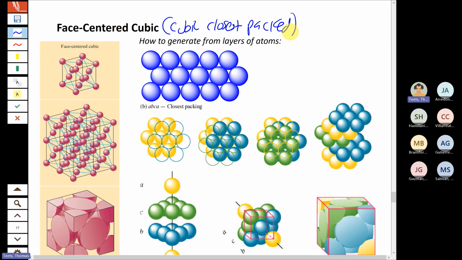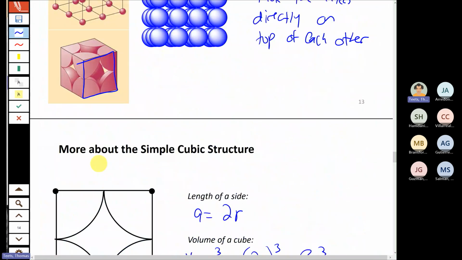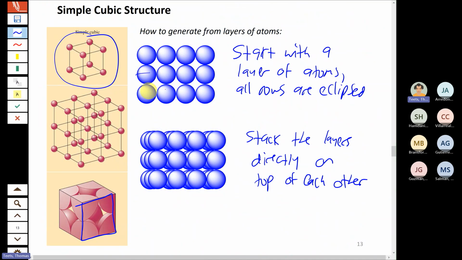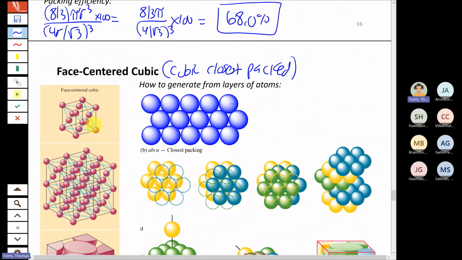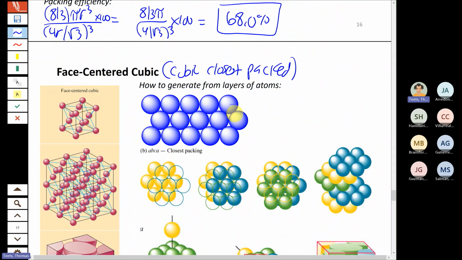The way that we generate this from layers of atoms is a little bit more difficult to visualize. We start with a layer where all the atoms are as close together as possible. Instead of having the atoms directly on top of each other, we have one row of atoms, and then the next row is slipped so that it fits into the gap between those atoms. To compare that to the first one, in simple cubic structures, all of these rows were directly on top of each other. For the closest packed structures, we take the second row and slide it a little bit over relative to the first one, so it fills in some of those gaps. So you start with what's called a close packed layer of spheres.